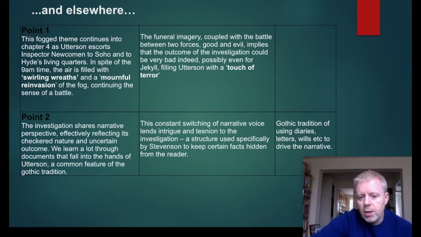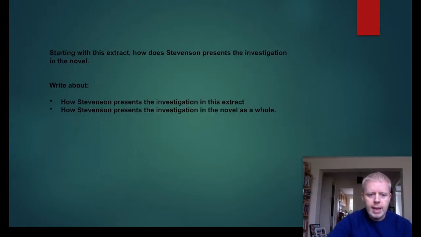The Gothic tradition of using diaries, letters, wills, etc. to drive the narrative, that's a bit of contextual information there. Okay, so that's getting ahead of myself a little bit.